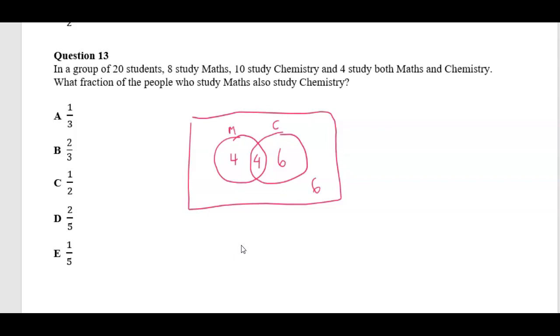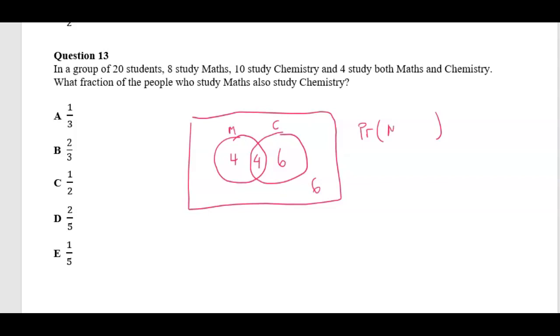What fraction of the people who study maths also study chemistry? So this is a conditional probability question. So the probability that, oh no, sorry, it's not. It's a union. I read that question incorrectly. What fraction of the people who study maths also study chemistry? Oh no, it's a conditional probability question. Yeah, because we're only looking at the people who study maths. So that's me not reading the question correctly.